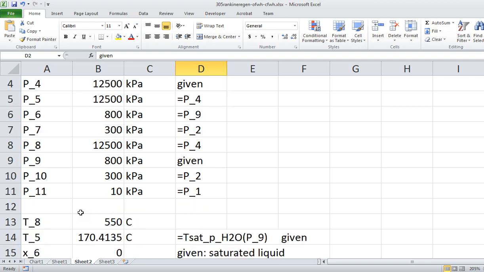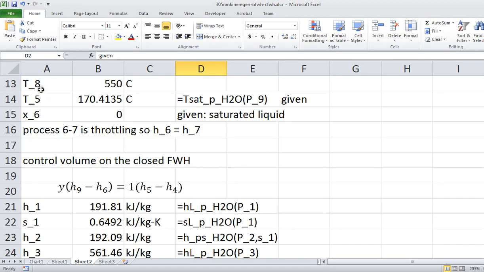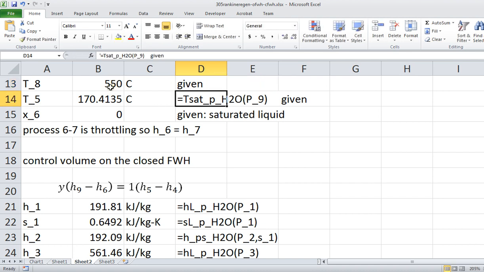Okay, so let's see what we've got then. The other given information here was that the temperature at state 8, that's going into the turbine, is superheated at 550 degrees C, and the temperature coming out of the closed feed water heater is the same as the condensation temperature of the steam in the closed feed water heater.